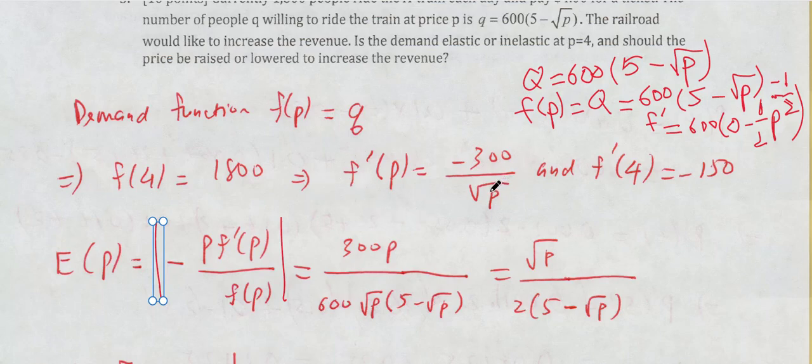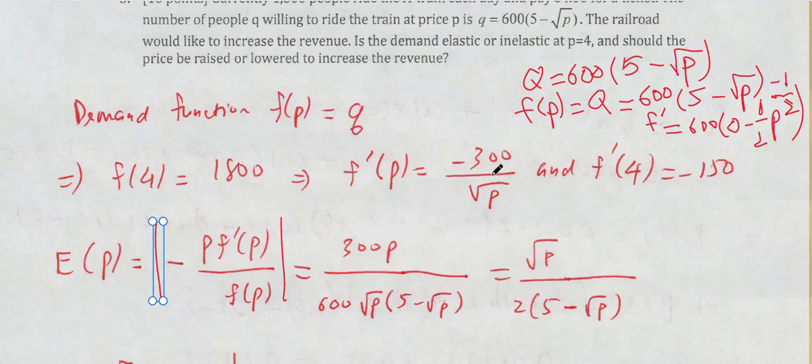And we go back to this formula. Okay, so the absolute value will take care of the minus here. Now p stays here. F prime of p is minus 300 over the square root of p, or we can just keep the minus here. So minus and minus will cancel, the same thing.